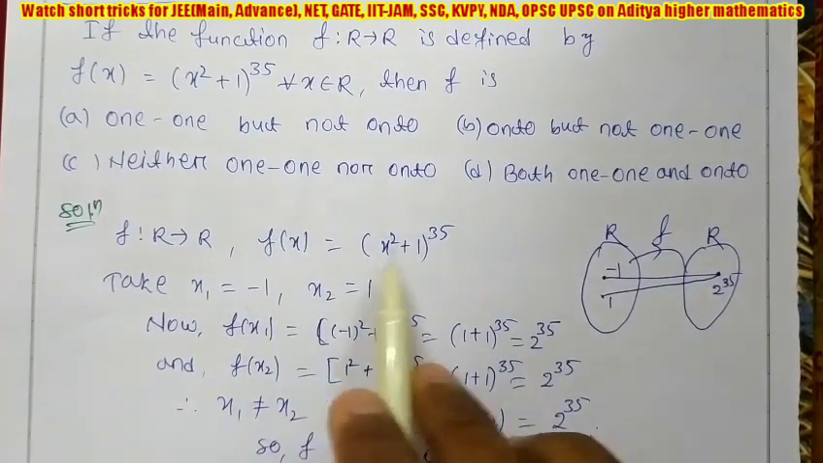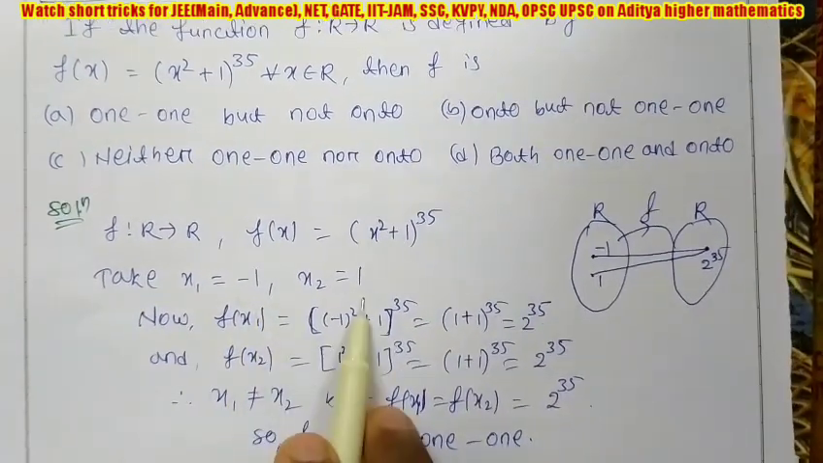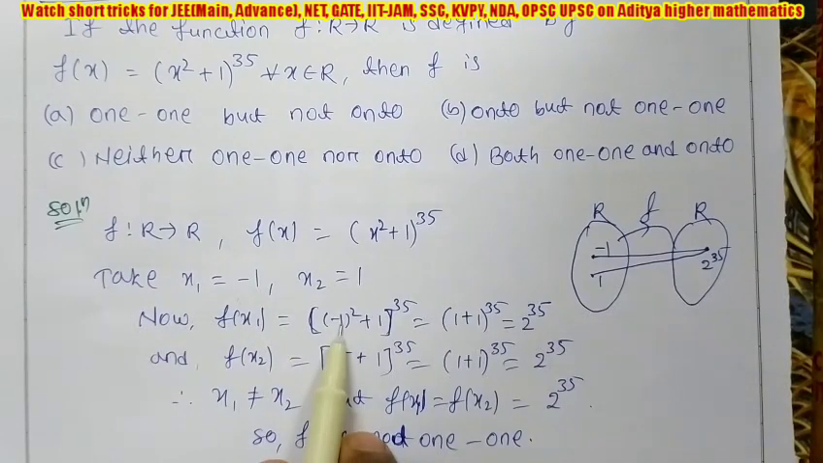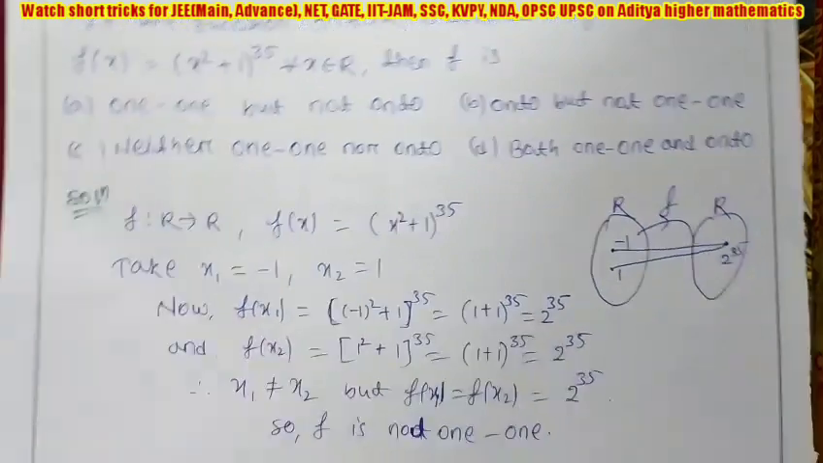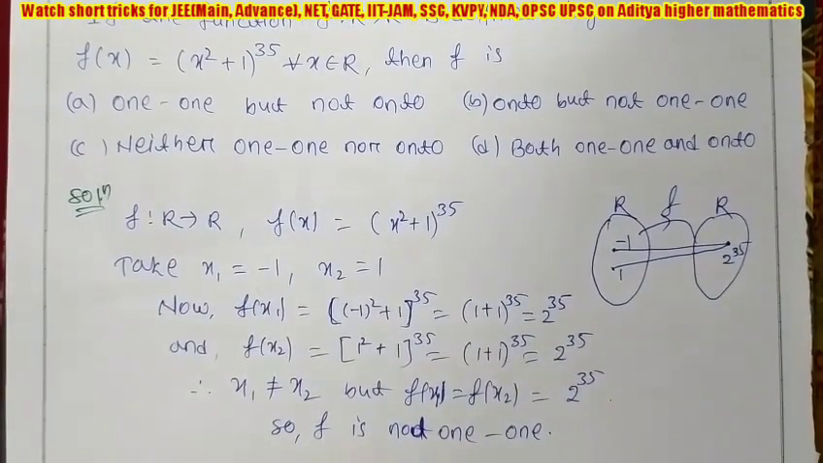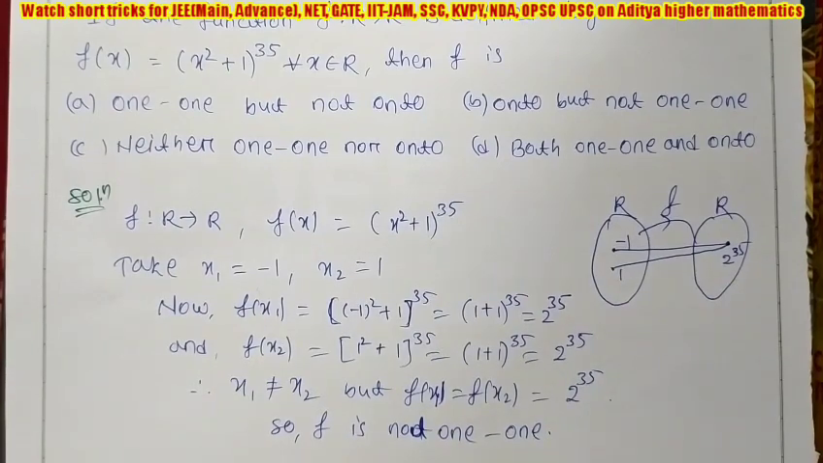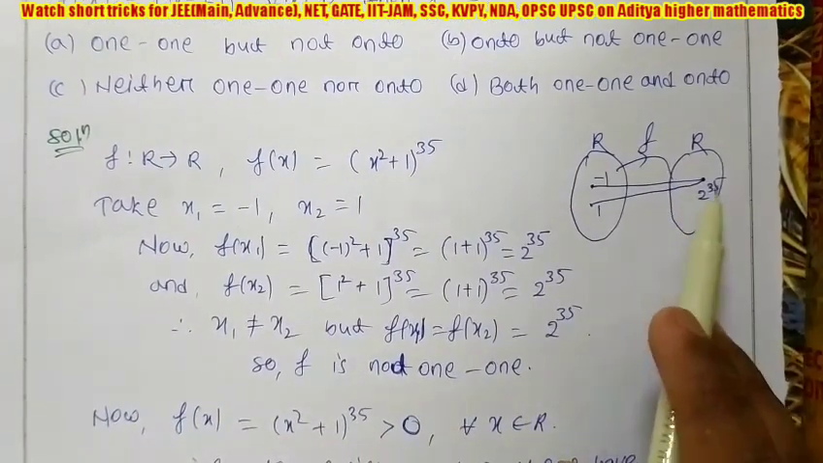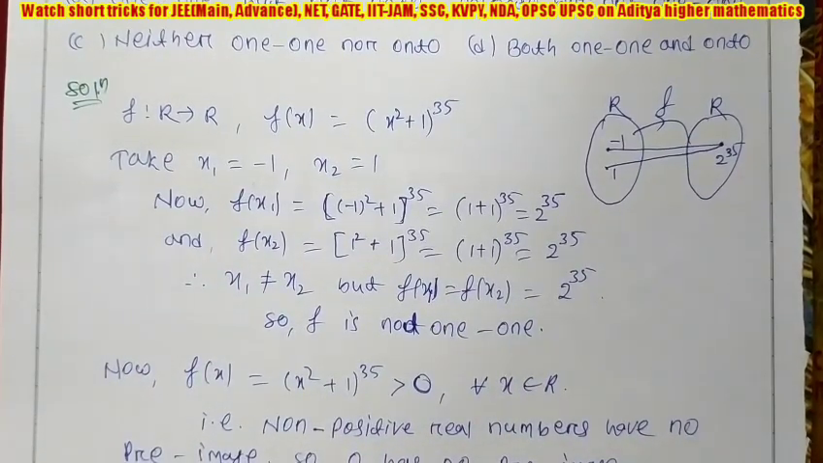Since the power is given on x square inside that 35 power, if you take any negative number you will get the same thing, and if you use the same number with positive sign you will get the same image. So I am taking minus 1 and 1. For minus 1 it is 1, 1 plus 1 is 2 to the power 35, and for 1 also we are getting the same thing. So what is the conclusion? x1, x2 are different, minus 1 and 1, but the image is 2 to the power 35. So it is a many-to-one case. So that function is not one-to-one.